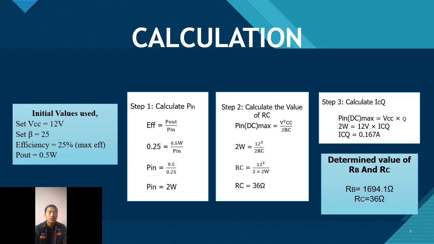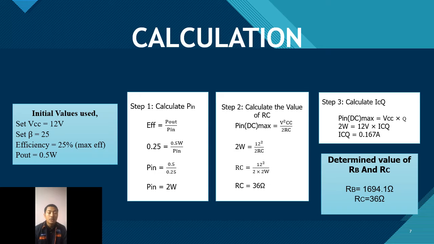Okay, for the calculation we need to set VCC 12 volt, beta 25, and efficiency 25%, the maximum efficiency. P out we set 0.5 watt. Okay, step one, we need to calculate P in. For P in we use efficiency equal to P out per P in. P in equal to 2 watt.